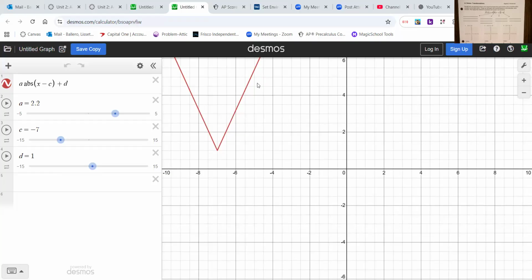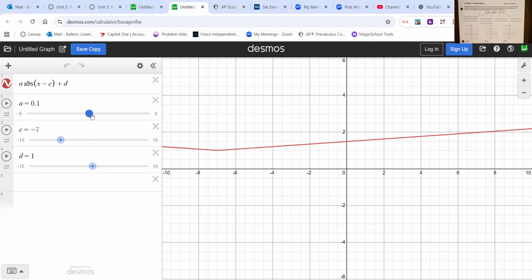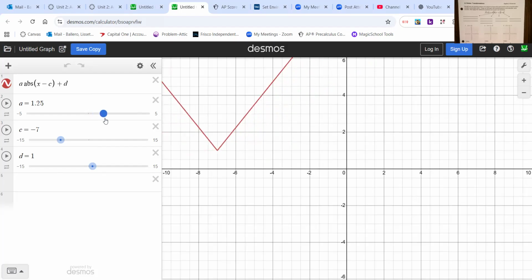Here is our Desmos calculator, and I've gone ahead and done the absolute value, which is the one that we were looking at there. It is right here on our first thing. And then I've included sliders for A, C, and D, which are the ones that we told you. Now, as I move this A value, notice what's happening to our graph. It was a lot more narrow as I go higher in the number, and then as I go lower in the number, it gets wider.